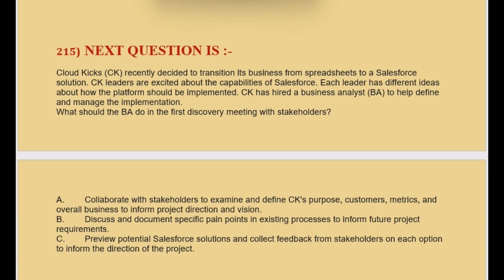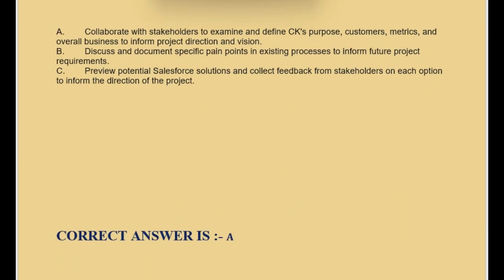Option A, collaborate with stakeholders to examine and define CK's purpose, customers, metrics, and overall business to inform project direction and vision. Option B, discuss and document specific pain points in existing processes to inform future project requirements. Option C, preview potential Salesforce solutions and collect feedback from stakeholders on each option to inform the direction of the project. Correct answer is option A.